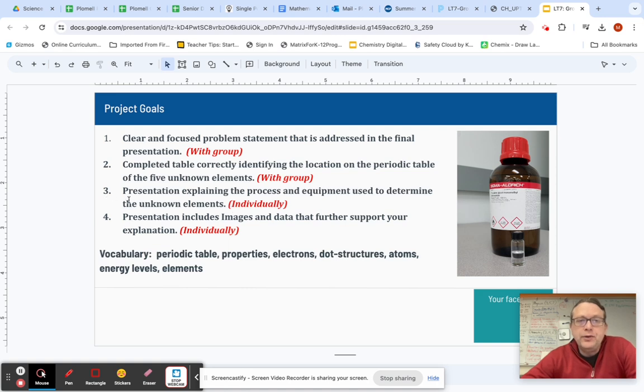And goal number three, individually explain the process and the equipment that you used to determine the unknown elements. And also individually make sure your presentation includes images and data to support your explanation for your process. Thinking of these vocabulary terms can help you explain, and these are things we covered in our last unit. Periodic table, properties, electrons, dot structures, atoms, energy levels, and elements.